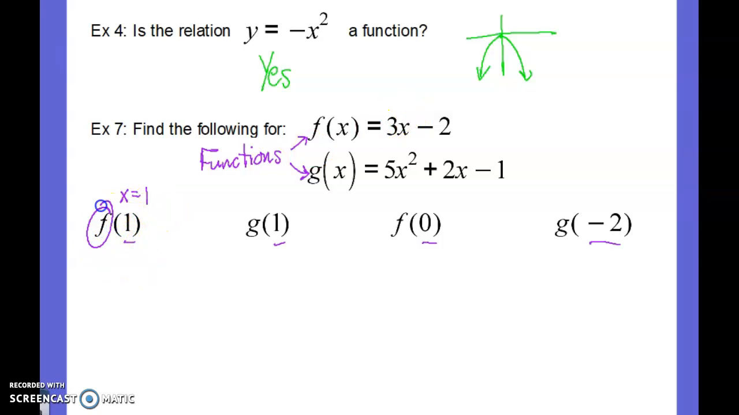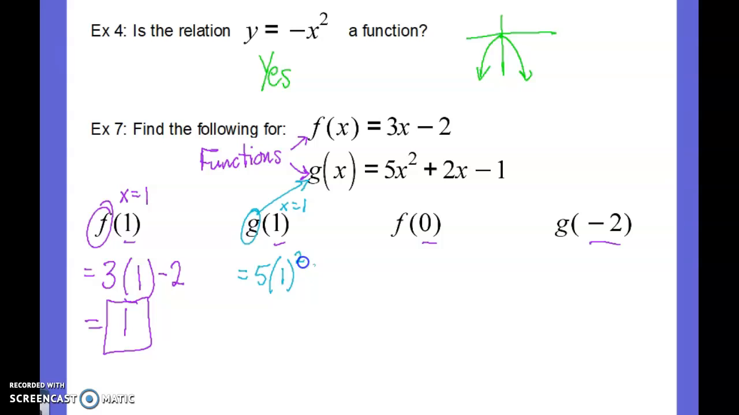So what it's saying is you replace x in this problem with 1, and this is telling you to go to the f function. So this is equal to 3 times 1 minus 2. This is why in chapter 1 I made you learn how to do this. 3 times 1 is 3, minus 2 is 1. Now, maybe I should have color-coded this a little bit better. This is telling you to go to the g function and replace x with 1. So in this problem, it's 5 times 1 squared plus 2 times 1 minus 1.